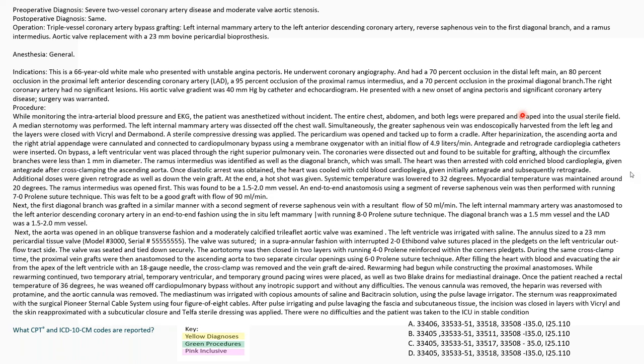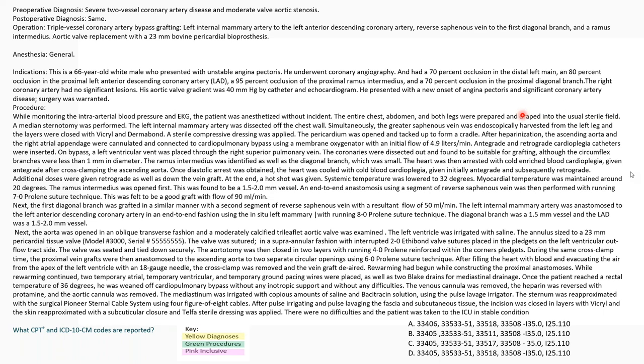He presented with a new onset of angina pectoris and significant coronary artery disease. Surgery was warranted. Procedure: while monitoring the intra-arterial blood pressure and EKG, the patient was anesthetized without incident. The entire chest, abdomen, and both legs were prepared and draped into the usual sterile fields. A median sternotomy was performed. The left internal mammary artery was dissected off the chest wall. Simultaneously, the greater saphenous vein was endoscopically harvested from the left leg, and the layers were closed with Vicryl and Dermabond. A sterile compressive dressing was applied.